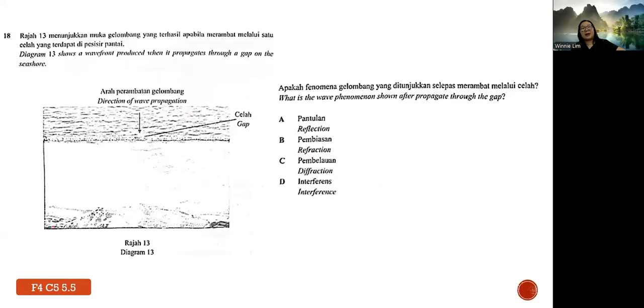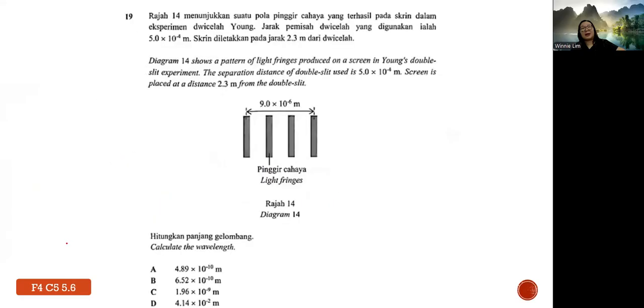18. Diagram 13 shows a wavefront produced when it propagates through a gap on the seashore. What is the wave phenomenon shown after propagating through the gap? I know that this diagram is not so clear. Basically here there is a gap, so the wave coming out looks like this. Generally the wave has spread out. So this concept is called diffraction. Diffraction is the spreading out of the wave when it passes through a gap or around an obstacle.